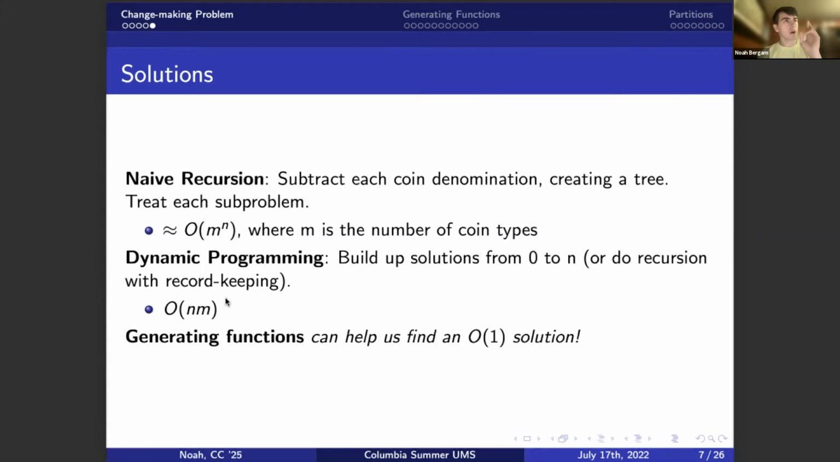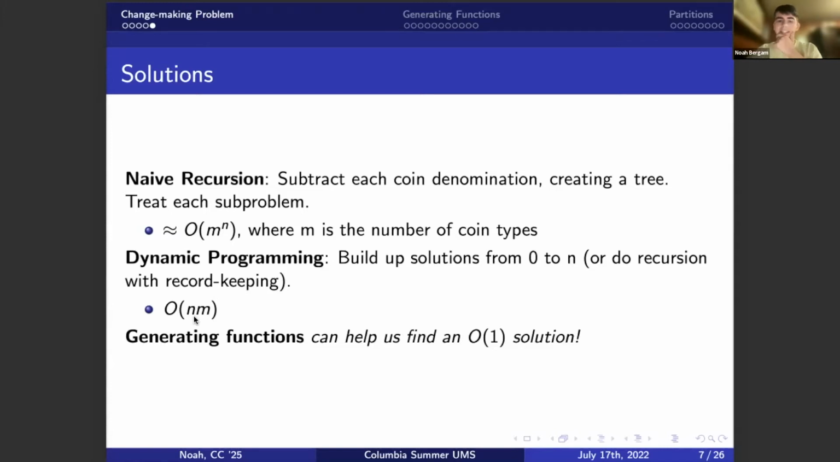You could say, okay, wait, I'm trying to calculate the tree for 9 cents, but I've already calculated how many steps it takes to get 9 cents, or how many different types of coinage you can create from 9 cents. So I'm done there, and I can cut off the tree there. And if you use this, you get an O of nm algorithm, which is obviously much better than this.